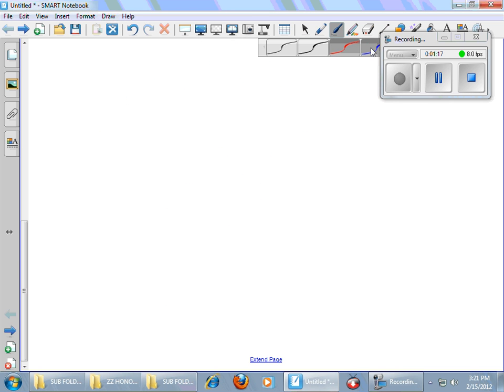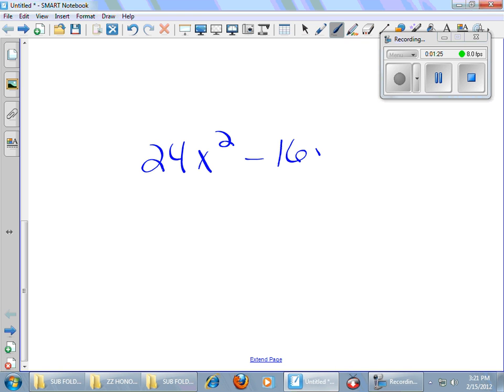Let's say I have 24x squared minus 16x. What I'm going to do is find the GCF of 24x squared and 16x. So the GCF of 24 and 16 should be easy. The GCF is going to be 8, and I'm going to write it off to the side here. What's the greatest common factor of x squared and x? Well, x squared means x times x, right? And x is just x. The greatest common factor would be x.